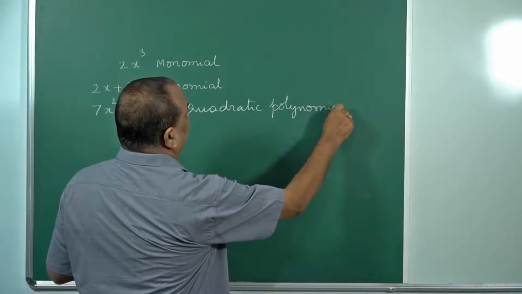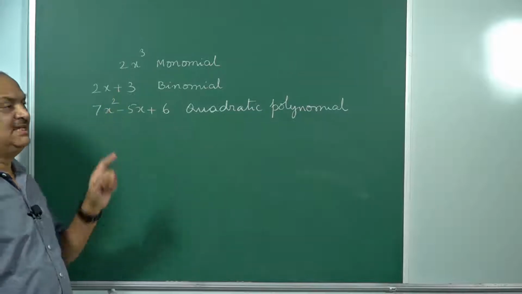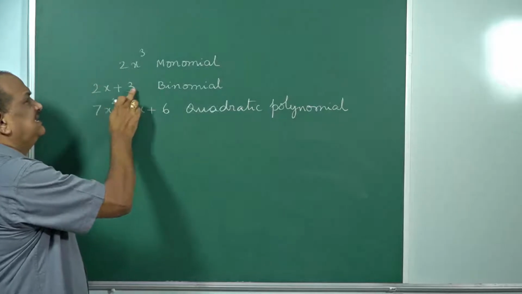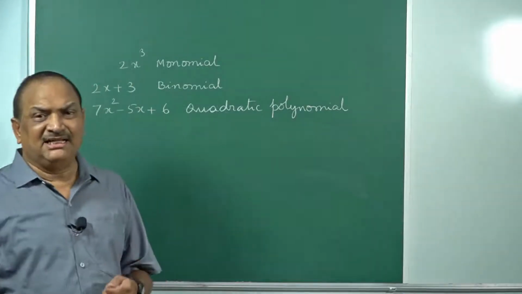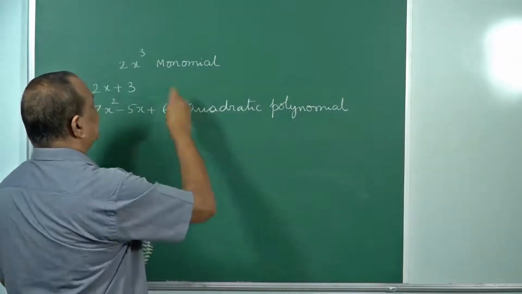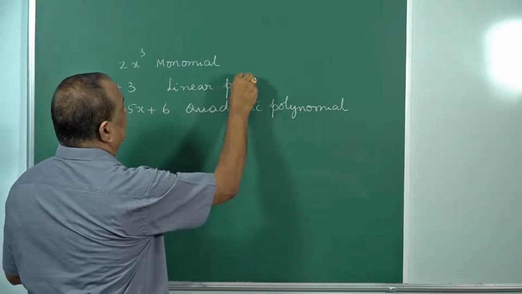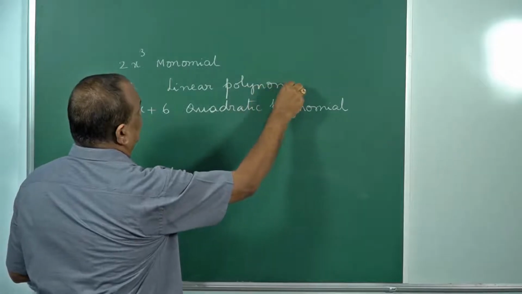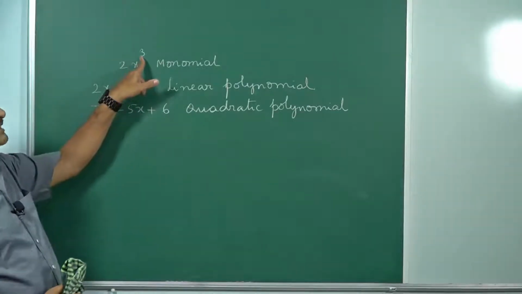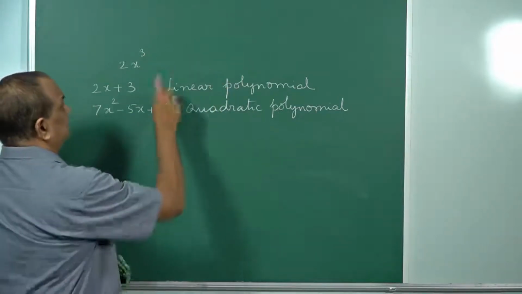Here the degree of 2x plus 3, the highest index is x raised to the power of 1. Actually 1 is not written. So this is a first degree one. When you have a first degree one, you call it a linear polynomial. First degree ones are called linear polynomials. And if you look at this one, this is a third degree one because the index here is 3. So this is a cubic polynomial.